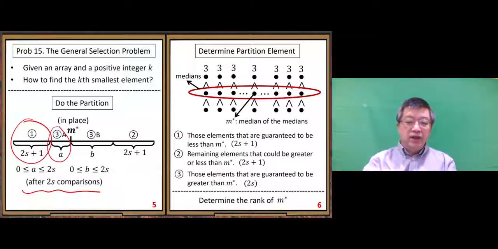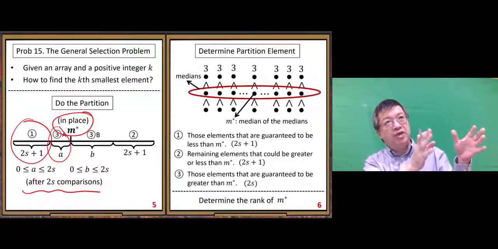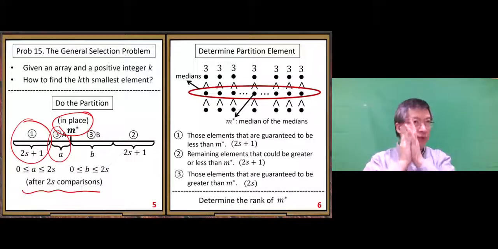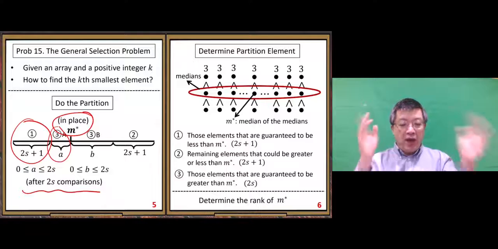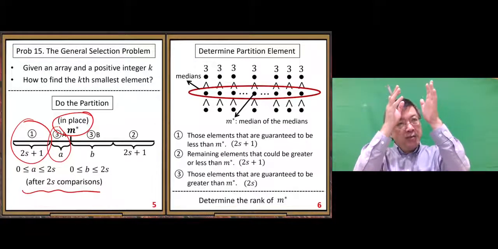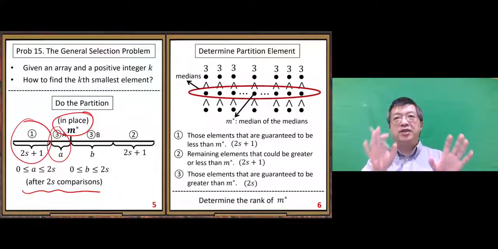After that, this M star is in place. The rank is now in place. How many elements are smaller than M star? How many elements are greater than M star? We know those two numbers. So the rank of M star is known, and we can put M star in place. Okay? So that's this step.